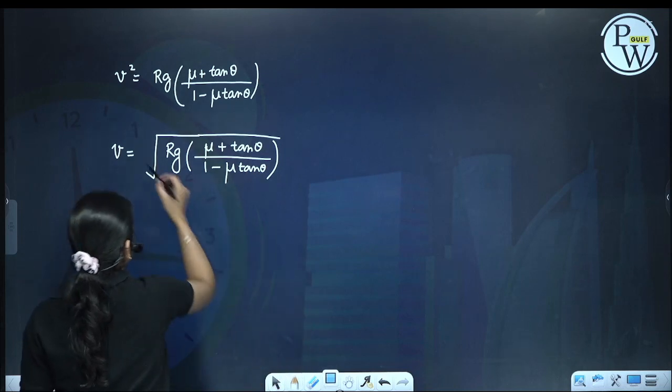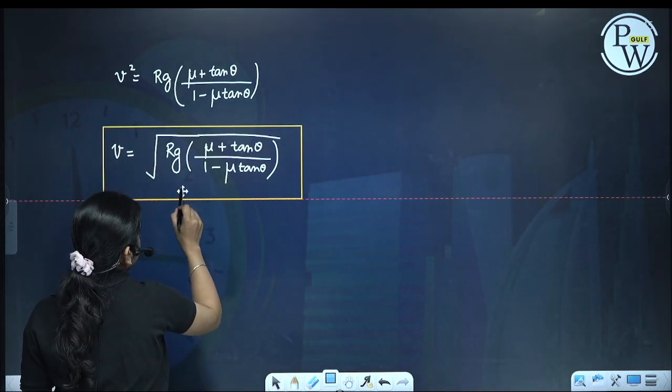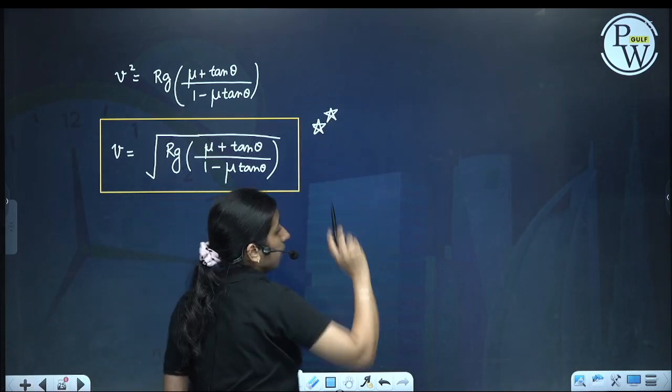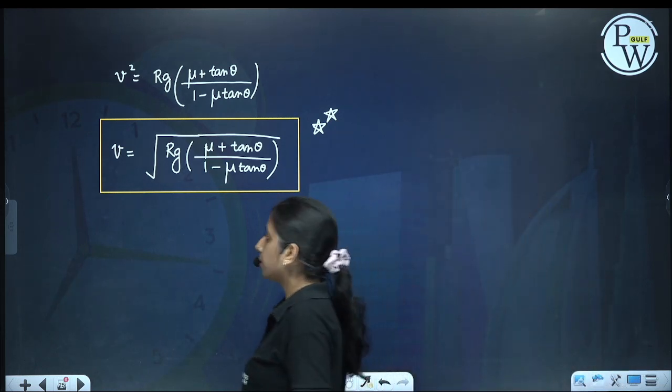This will be the value of maximum speed with which the car can take the turn on a banked road. This is the maximum speed with which the car can take a turn on a banked road.